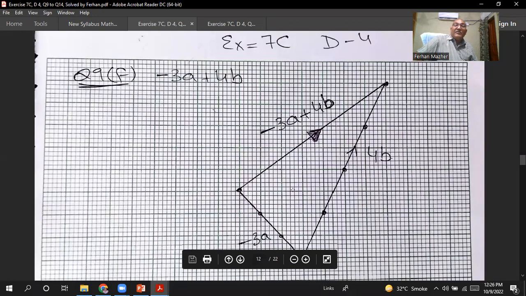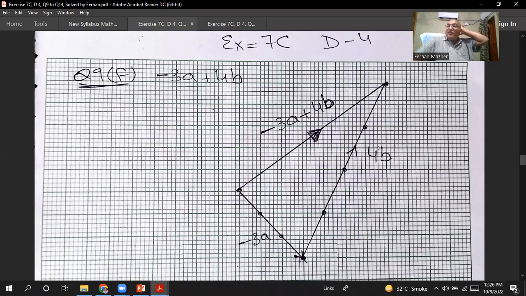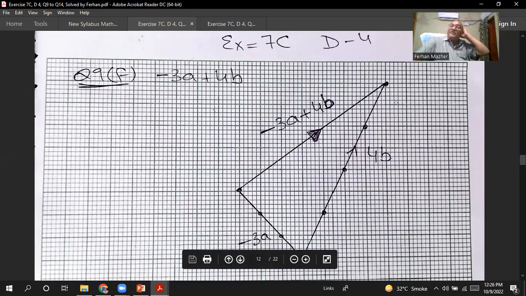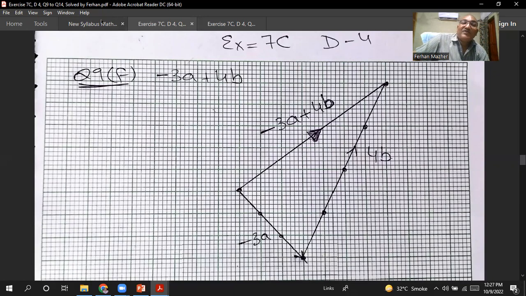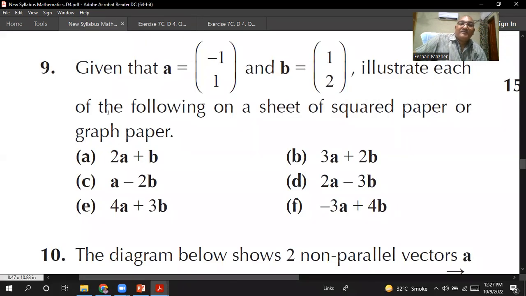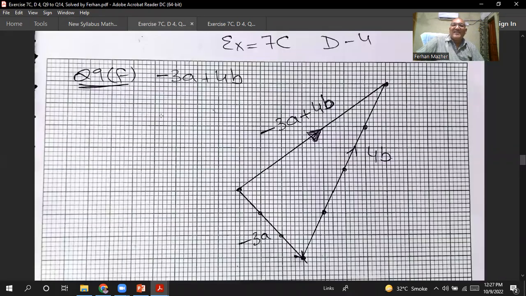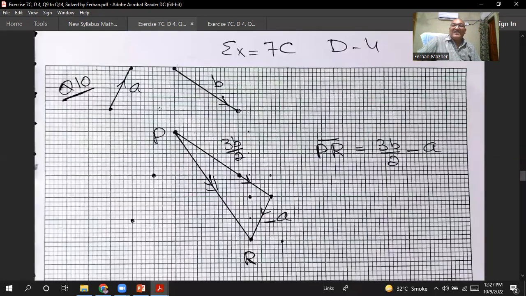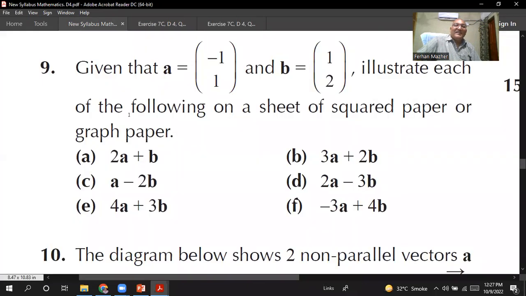So then from there, I will represent 4B. That is one step to the right, two steps up, one to the right, two steps up, one to the right, two steps up, one to the right, and two steps up. So that will be 4B. Then join the tail of the first vector with the head of the last vector. And that will represent minus 3A plus 4B. So this is how you will do question number 9. Hopefully you understand. A little common sense is also needed for question number 9.